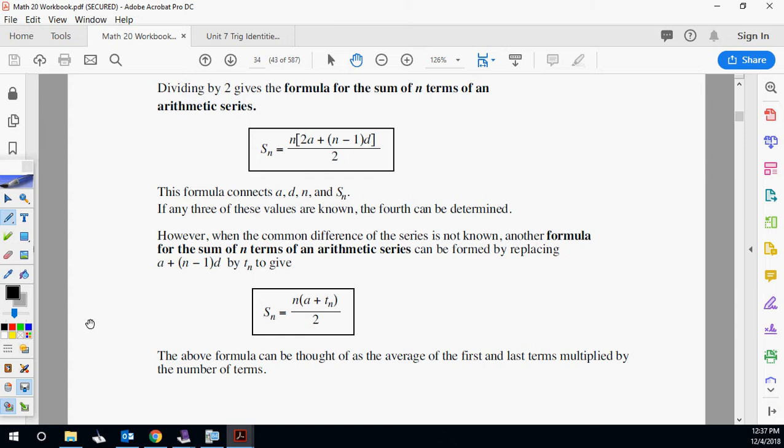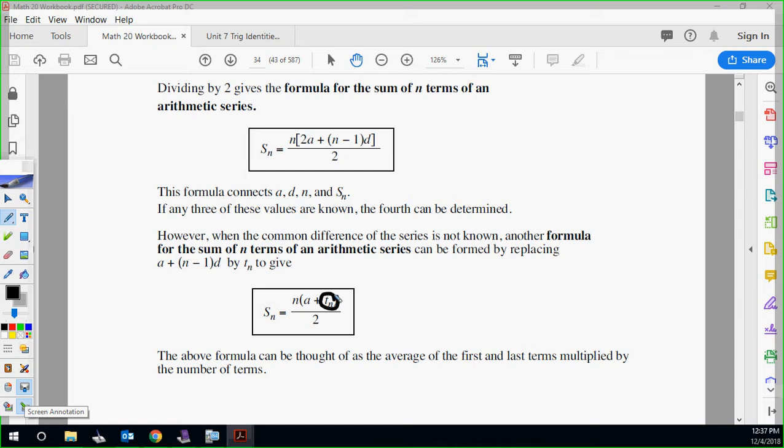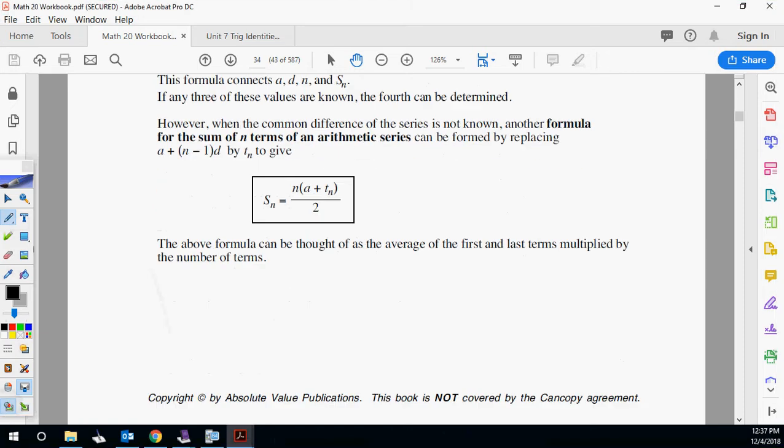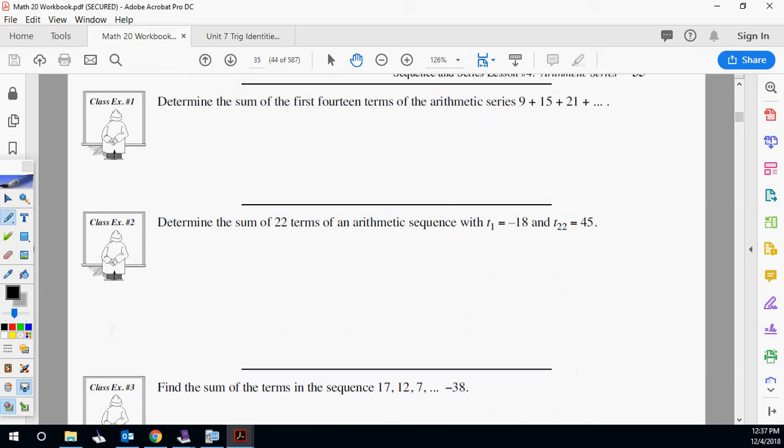So, for example, this one's best used when, let's see if you guys can answer this. Notice the difference here. This one has t sub n. So t sub n means that we know a location, right? So you can use this one when you have n, a, and t sub n. Notice that we don't have a common difference. So this could be used if you don't know what d is. If d is missing, this one could be used. If you have everything, that one could be used. All right.